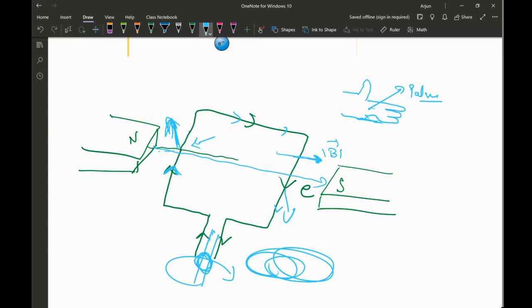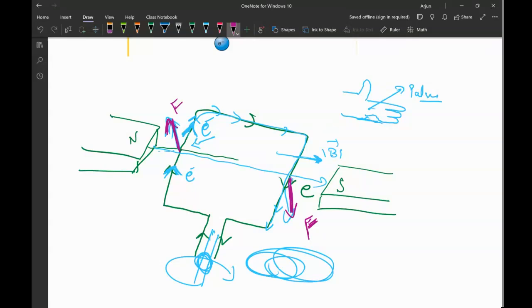Right now, if force felt is upward, electron will move in which direction? Electron will move into the screen like this. That's how electron will flow, in this direction. And then obviously they're going to go down here and come out on this side, because the force is down here. Here, force was up and force is down here, in the downward direction.